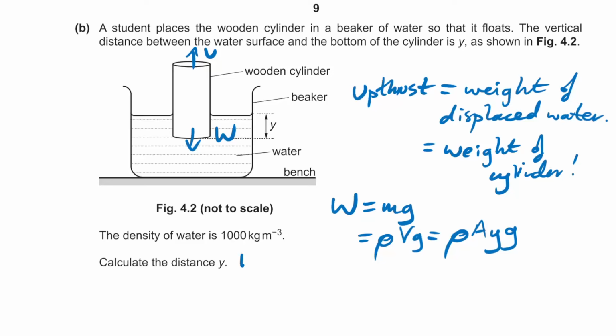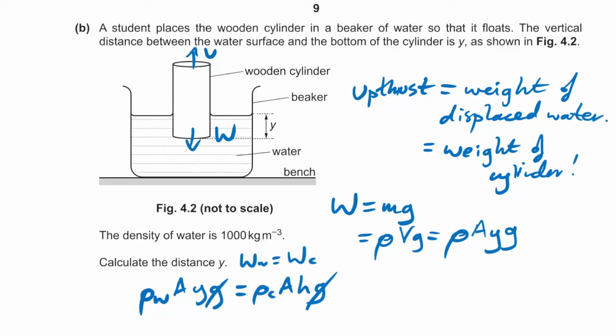So we know that the weight of the water displaced is equal to the weight of the cylinder. So we can say that is rho of water times the area times y times g, and the weight of the cylinder is rho c a h g. Yes, we can use the weight that we calculated earlier on, but there's no point. I think this way is easier, so the g's cancel. We know it's going to be the same area as well. Therefore, let's just rewrite this. We can say density of water times y is equal to density of the cylinder times the height.